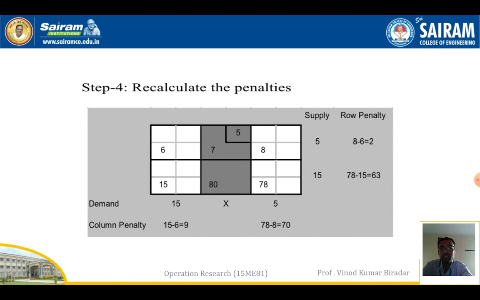Again do the same procedure, recalculate the penalties. Again take the two smallest differences, that is 8 minus, only two values are there, so take them as they are. 8 minus 6 is equal to 2, 78 minus 15 is equal to 63, so the row penalty is 63. Similarly calculate column-wise: 15 minus 6 is equal to 9, 78 minus 8 is 70.